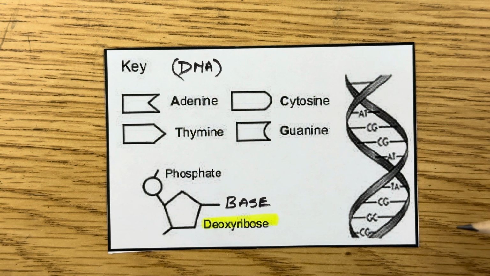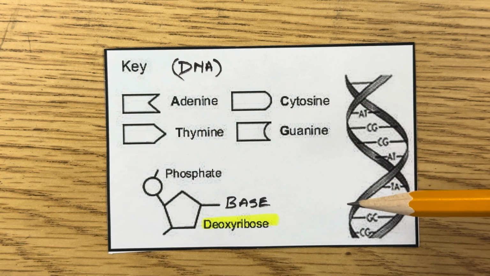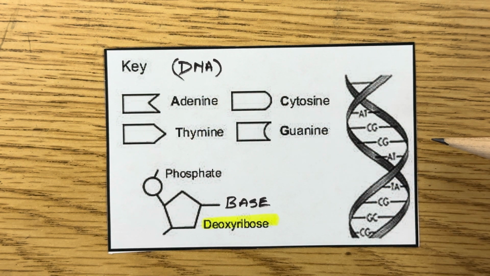So for humans, we have 46 pieces of DNA in every single one of our cells. 23 pieces came from your mother, 23 pieces came from your father. So a normal cell has 46 pieces of DNA in it, okay?